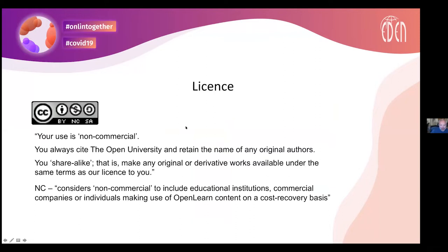So just to come on to that license issue. Our license, we went around a lot with this. The version we came down with was CC BY NC share alike. This is from the Open University's frequently asked questions about OpenLearn. It means you must always cite the Open University and retain the name of the original authors. You can't pass it off as your own work.